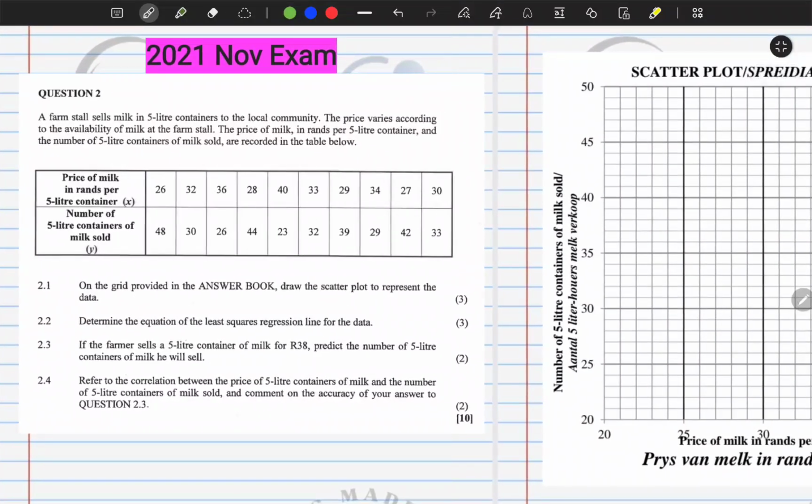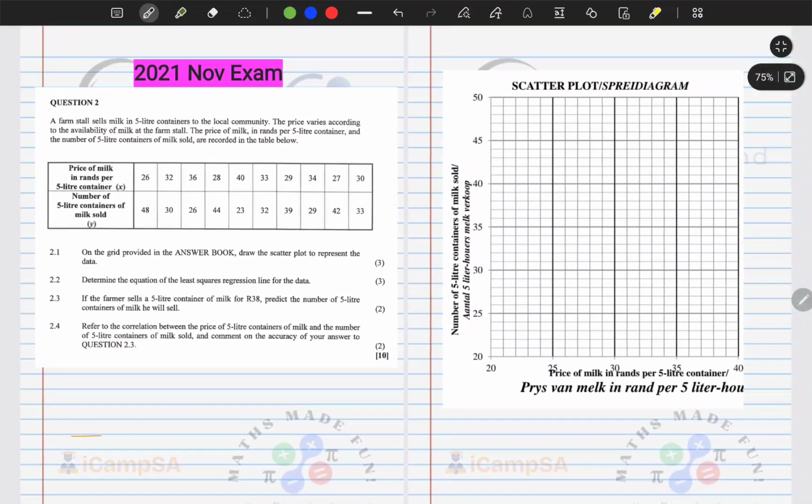So the statement reads, a farm stall sells milk in 5-liter containers to the local community. The price varies according to the availability of milk at the farm stall. The price of milk in rands per 5-liter container and the number of 5-liter containers of milk sold are recorded in the table below. So we are told 2.1, on the grid provided in the answer book, draw the scatter plot to represent the data.